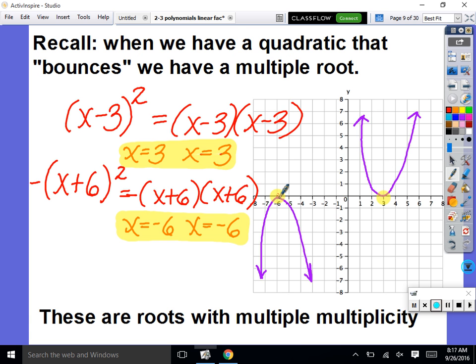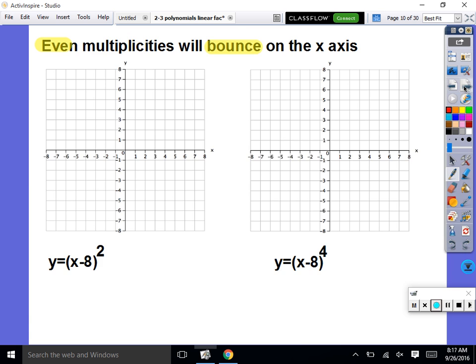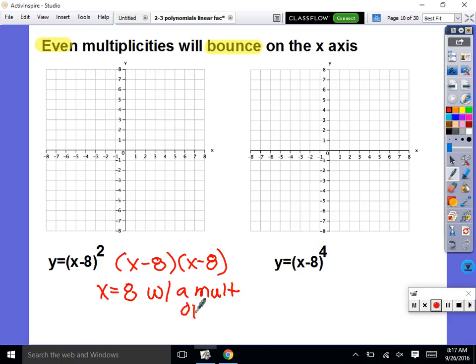So these roots are with multiple multiplicities. So even multiplicities will bounce on the x-axis. So do you know how degree 2 was even? That's when it bounces. Now, look right here. y equals x minus 8 squared. We know that's x minus 8 times x minus 8. So what do we say? x equals 8 with a multiplicity of 2. Everybody? So isn't 2 even? 2 is even, correct? So it's going to bounce. So we're going to go to 8, and this is a quadratic, and so it's going to bounce at 8.